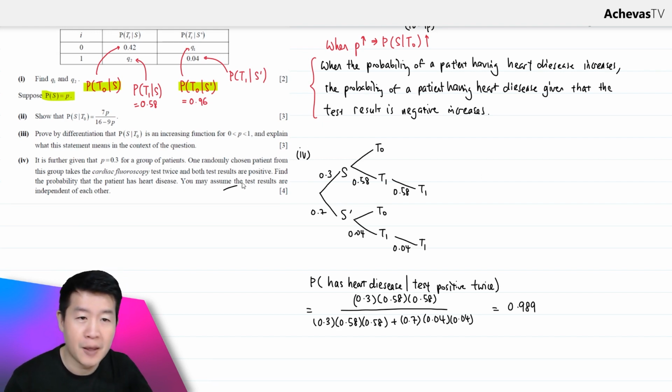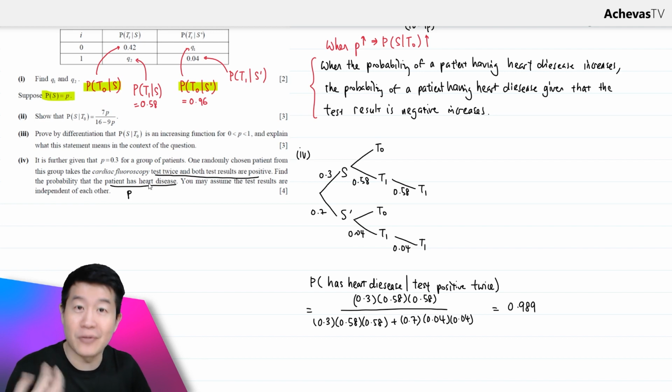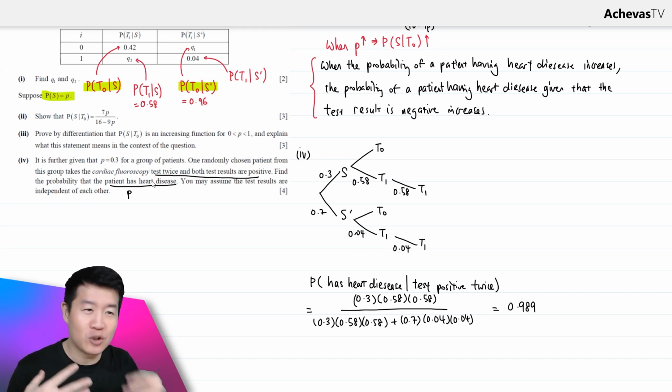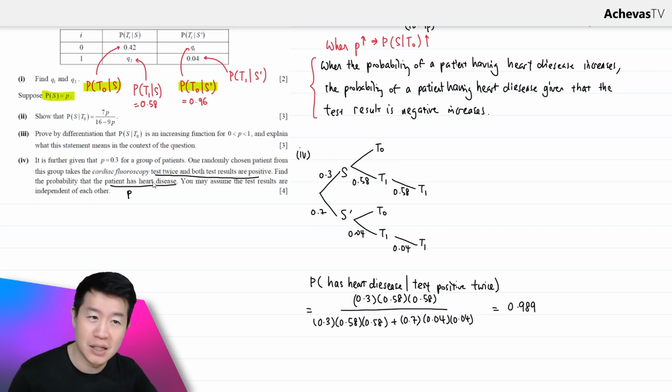Like for example here, can you see that there are two events? One is tested positive twice. Then the other one is the patient having heart disease. And can you see that they're actually interested in the probability of a patient having heart disease? But somehow there's one more piece of information that is given, and this information comes along as a fact. That is how we can guess. If you cannot interpret it as a conditional probability, we can still try to guess that it is a conditional probability.